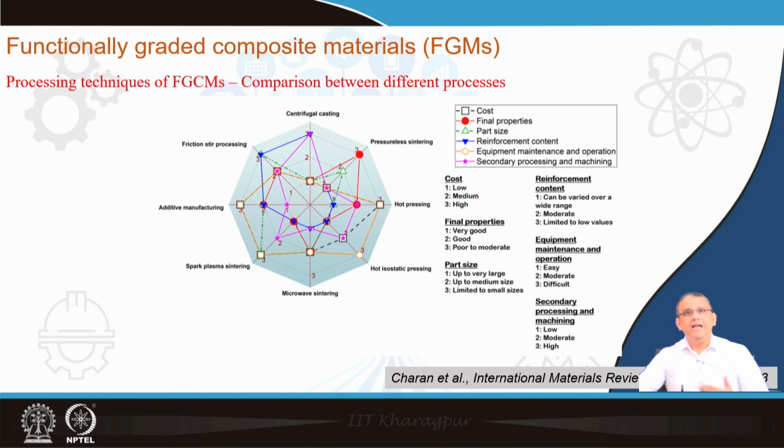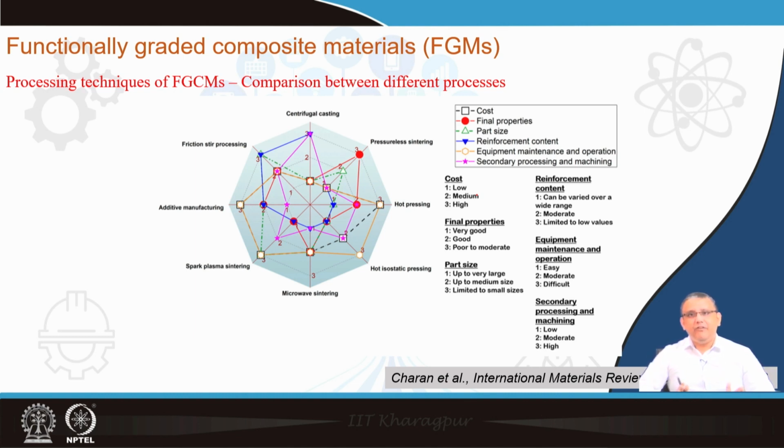For example, if we take centrifugal casting as one technique, one big advantage is that it's a very low cost process. The equipment required is very simple, we don't require any special atmosphere, and we can have very large samples. So, the main advantage of centrifugal casting is that it's a low cost process. The final properties are also pretty good. The part size we can have is very large.